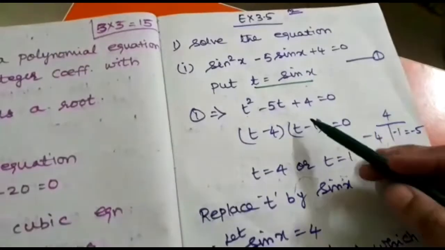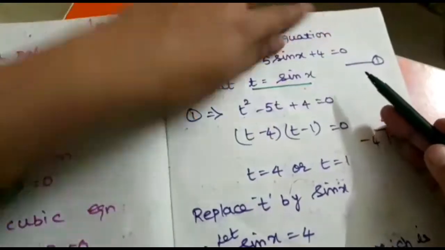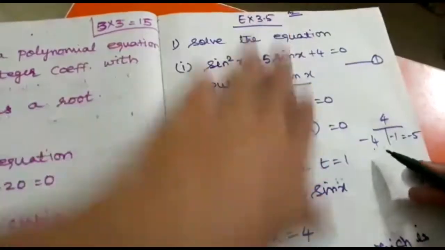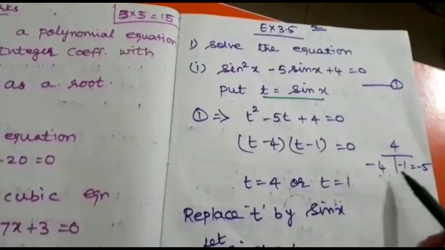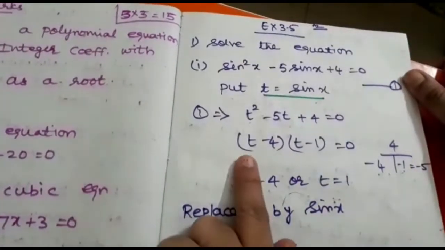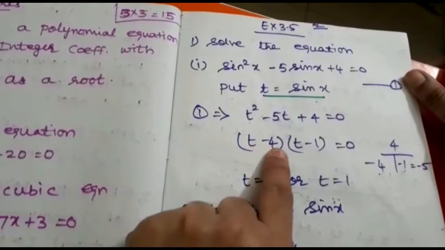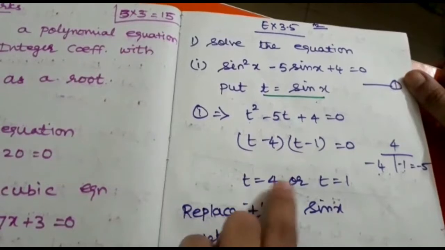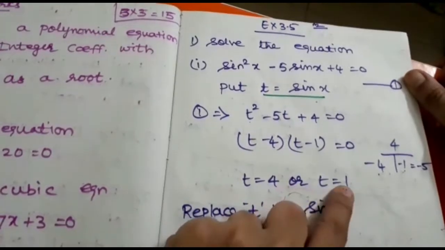Then I can factorize this. 4 can be factorized by minus 4 and minus 1, so I can get minus 5. So (t minus 4) into (t minus 1) is equal to 0. Therefore t is equal to 4 or t is equal to 1.